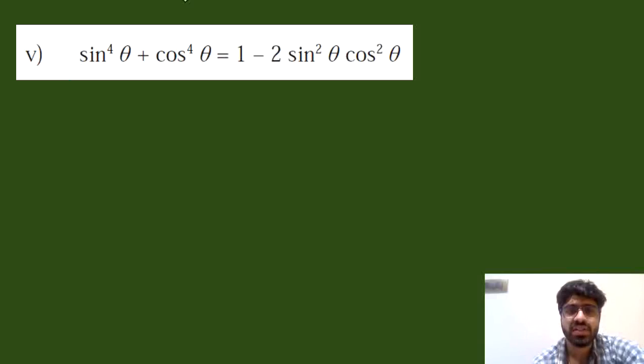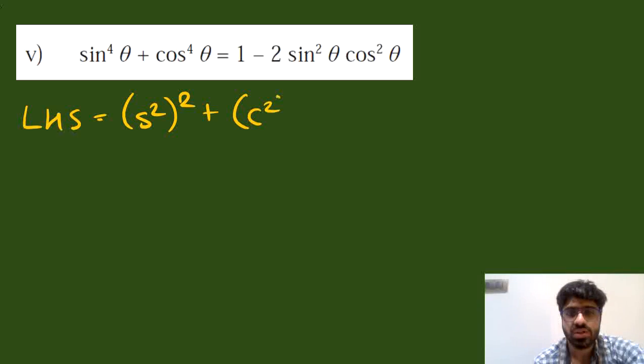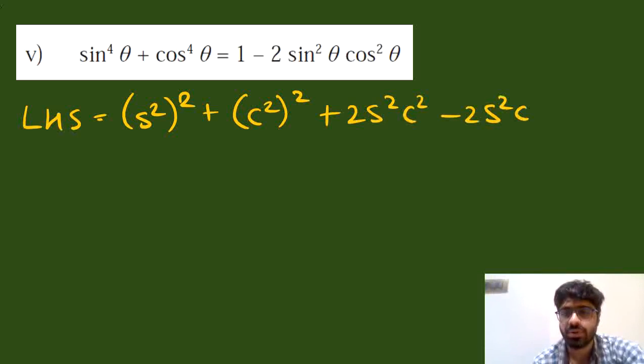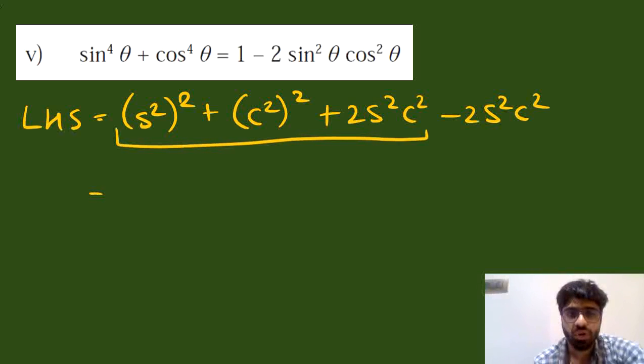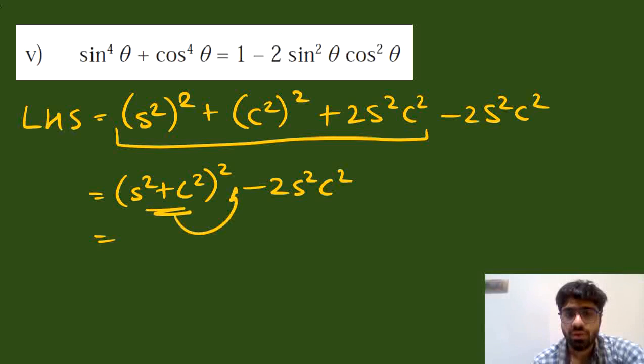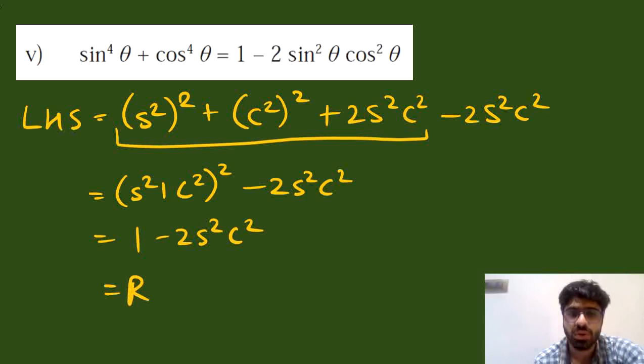On the left hand side, all we have is sine power 4 theta plus cos power 4 theta. It's a very simple question because we can write the first term as sine square theta the whole square, plus second term would be cos square theta the whole square. Add 2 sine square theta cos square theta and subtract the same term. So the first three terms are forming the expansion of sine square theta plus cos square theta the whole square minus 2 sine square theta cos square theta. This would be 1, the square of which would also be 1. So this becomes 1 minus 2 sine square theta cos square theta, which is equal to your RHS. That's how we are proving the fifth result, the fifth expression, the fifth question, whatever you call it.